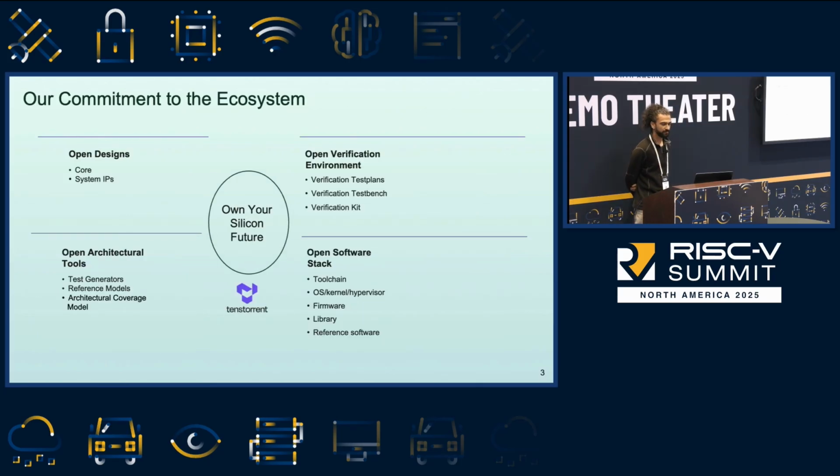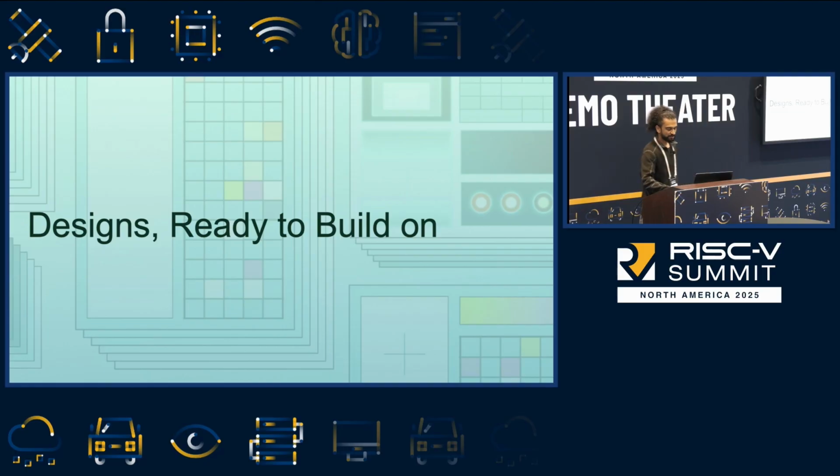Tenstorrent is committed to RISC-V. All of our AI cores and high performance CPU cores are using the RISC-V ISA. I'll walk you through each of these, but we do have open source designs, verification collaterals, architectural tools collaterals, and the software contribution that we are doing around open source software tools. So we'll start with design.